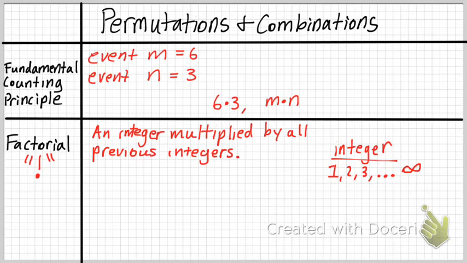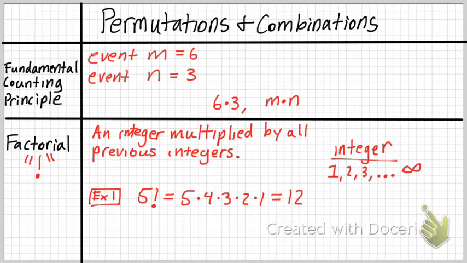So what does a factorial look like? Well, you have our example here. And if we take 5 factorial, then it is 5 times 4 times 3 times 2 times 1, and that'll give me 120.